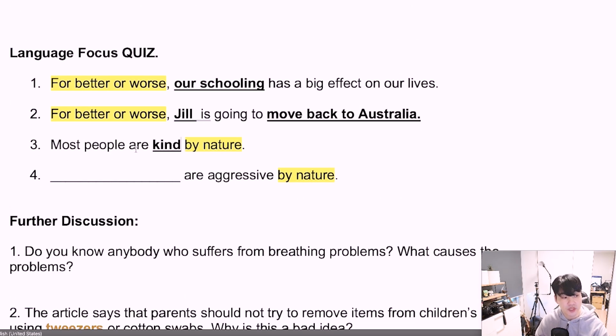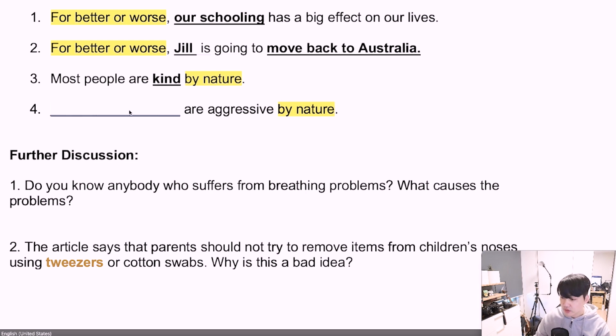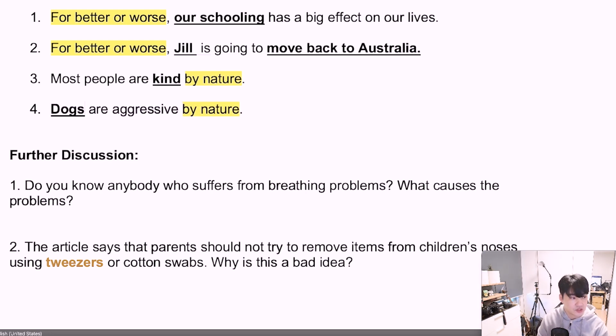I said most people are kind by nature, which is saying 대부분의 사람들은 원래 친절합니다. And number 4. Dogs are aggressive by nature. Let's say dogs are aggressive by nature, which they are. Most of them are. They're aggressive.